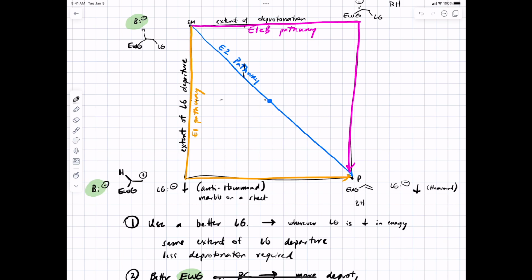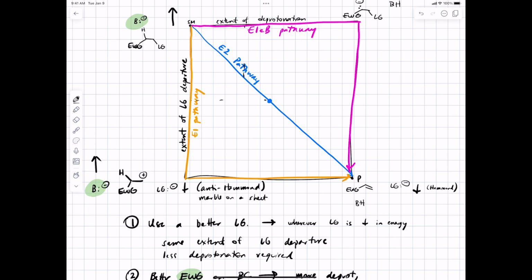Okay, let's see. If the base is more reactive, that means its conjugate acid is weaker. So more reactive base is actually higher in energy. A more reactive nucleophile has less stable electrons that are more able to remove protons. Does that make sense? Yeah?